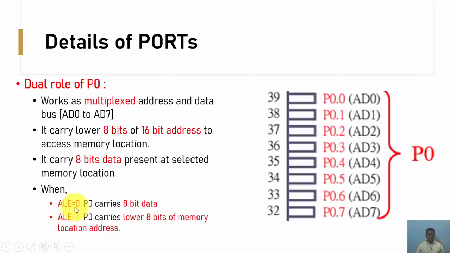And we have seen the use of the ALE pin. Whenever ALE is equal to 0, P0 carries the 8-bit data from the selected memory location, whereas when ALE is equal to 1, P0 carries the lower 8 bits of the memory location address. In this way, port P0 works as a multiplexed address and data bus.